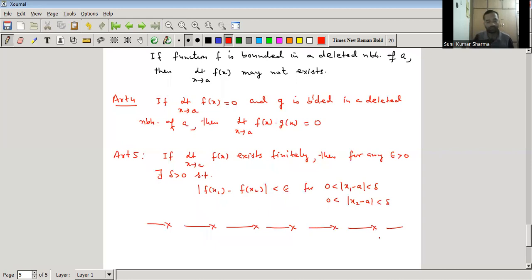In the next video lecture, we will discuss algebra of limits and some examples related to article number 4 and article 5.